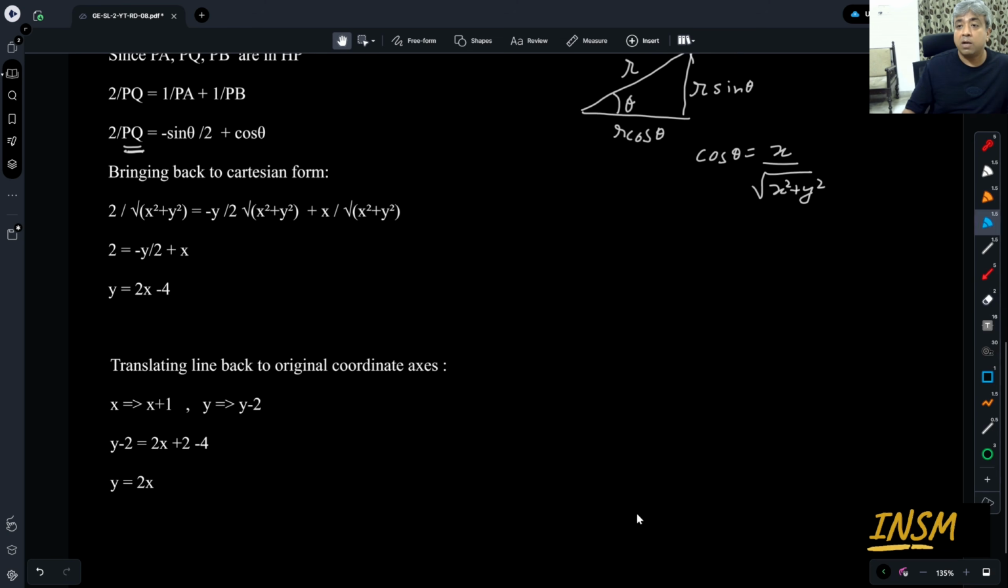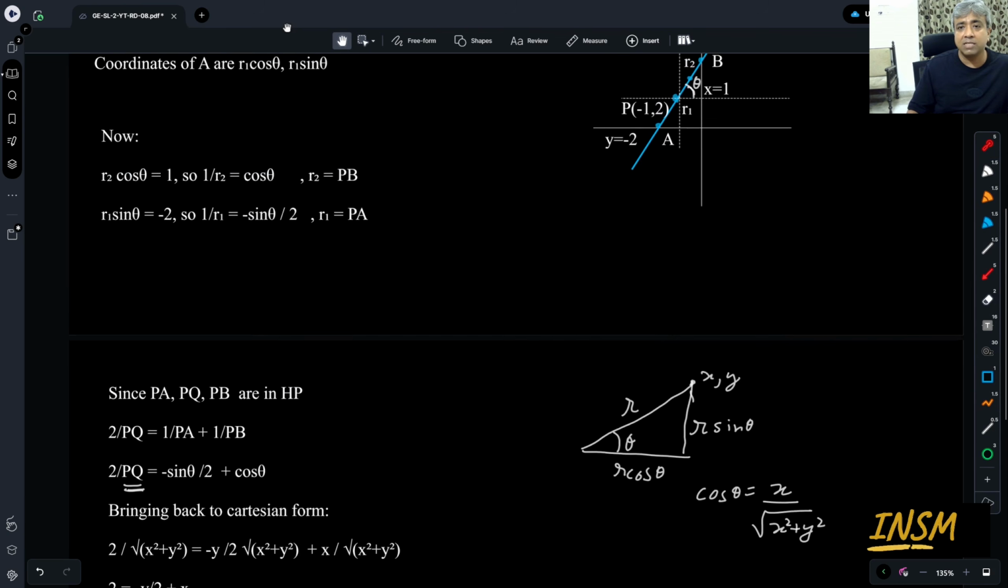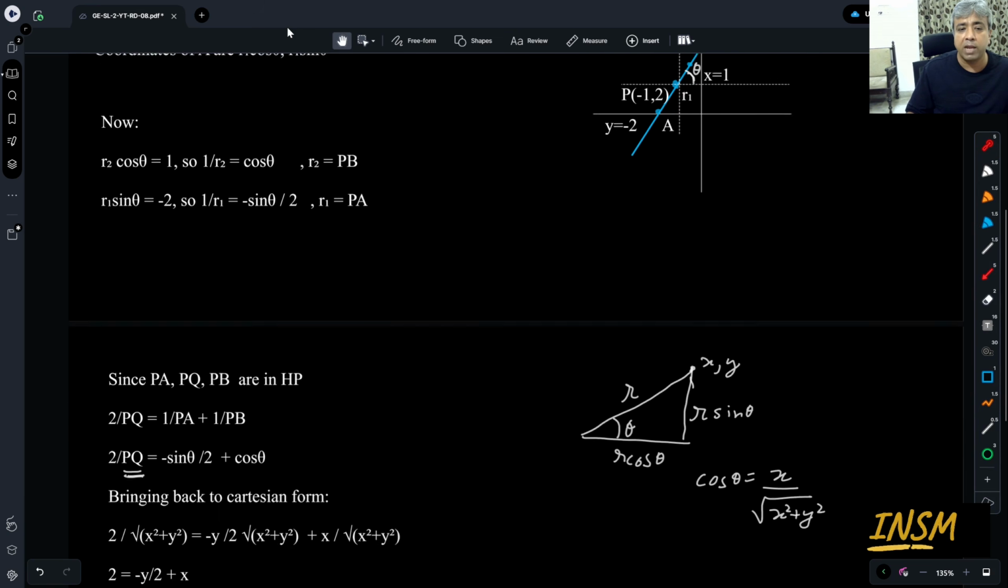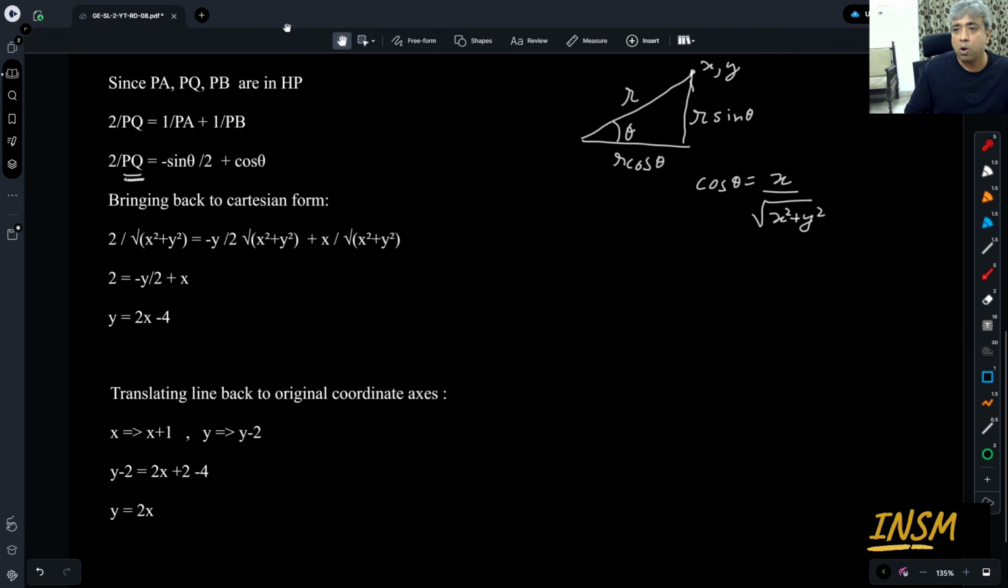So for translating back to the original coordinate axis, we have got this equation with respect to this new coordinate axis. Now to go back to the original coordinate axis, you need to increase x by 1. Okay. And you have to reduce y by 2. So x would be transformed to x plus 1 and y would be transformed to y minus 2.